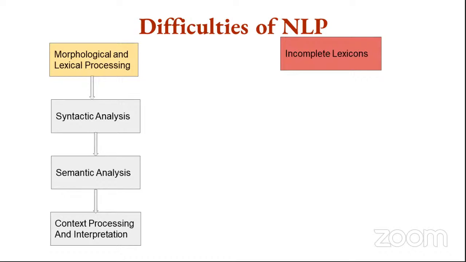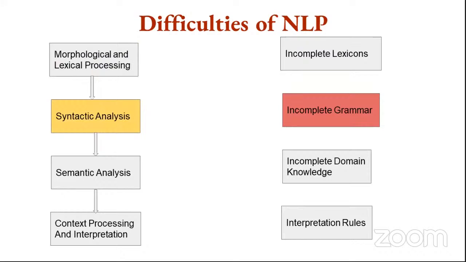For the morphological and lexical processing, the problem is the incomplete lexicons. Sometimes some words are not present in a dictionary; some words are new words, especially if you are dealing with social media data, where people often utilize new words. That is called the incomplete lexicon problem. Then incomplete grammar: for syntactic analysis, maybe a new kind of grammar has been introduced which is not known. So the incomplete grammar problem is associated with the syntactic analysis.